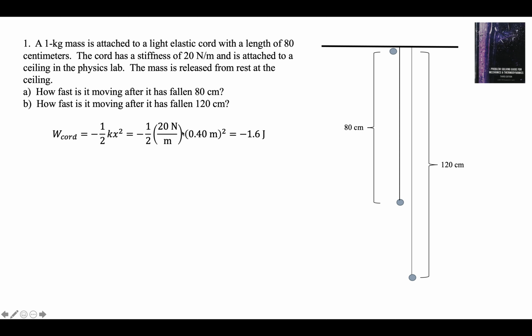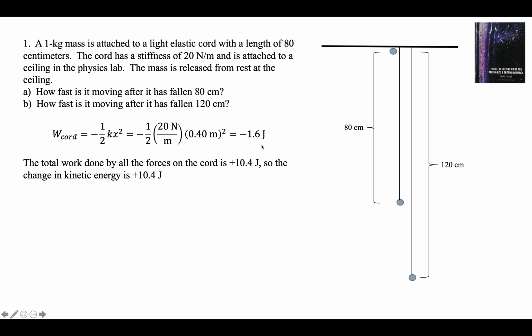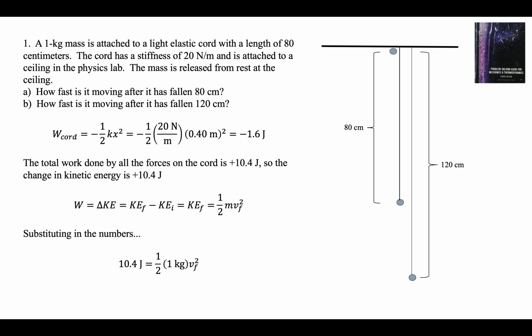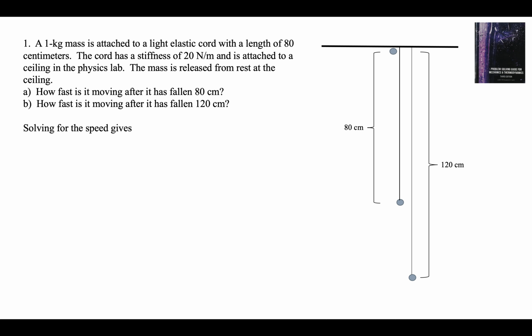The stretch is 0.4. x in this equation is the distance the cord is stretched. So we get minus 1.6 joules. The total work done by all the forces on the mass during the 120 centimeter fall is plus 10.4 joules, plus 12 for gravity, minus 1.6 joules for the cord. The change in kinetic energy is the total work done, which is plus 10.4 joules. Since it dropped from rest, we can solve for the final speed. And we get 4.56 meters per second.